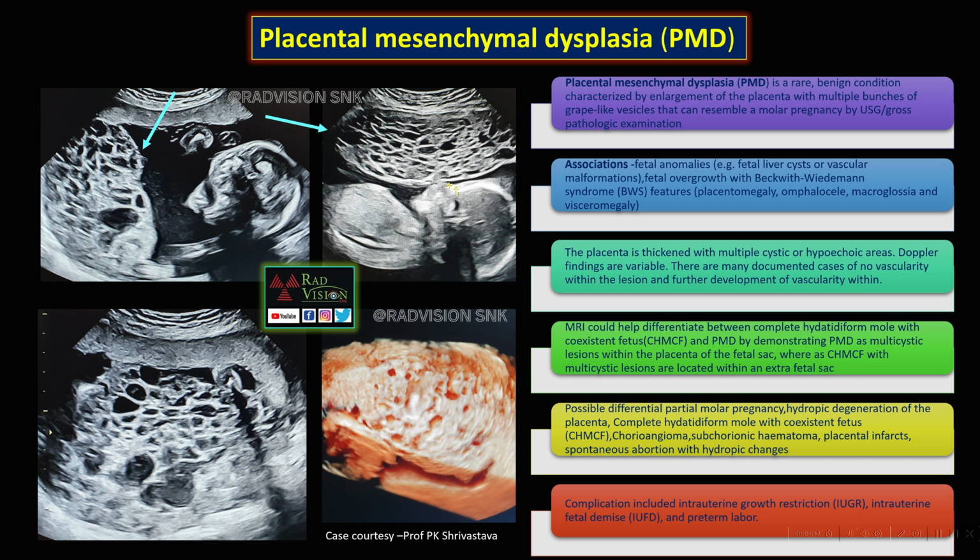Complications can be intrauterine growth restriction and intrauterine fetal demise. MRI, with better depiction, helps in differentiating between complete hydatidiform mole with coexistent fetus and PMD by demonstrating PMD as multicystic lesions within the placenta of the fetal sac, whereas in complete hydatidiform mole with coexistent fetus, the multiple cystic lesions are located within an extra fetal sac.